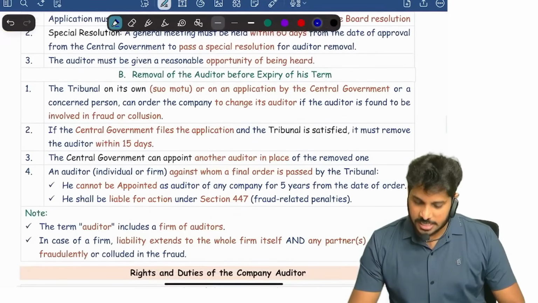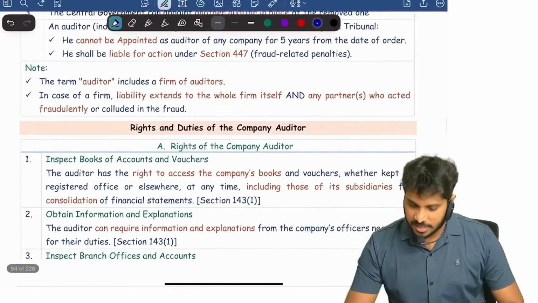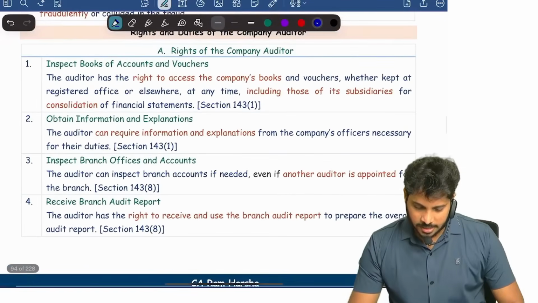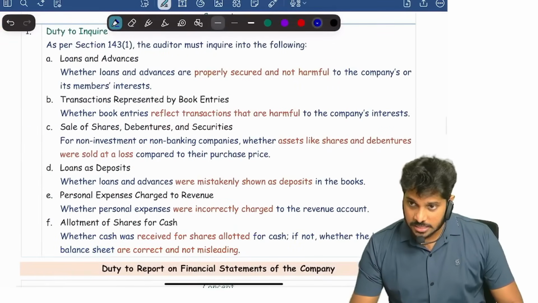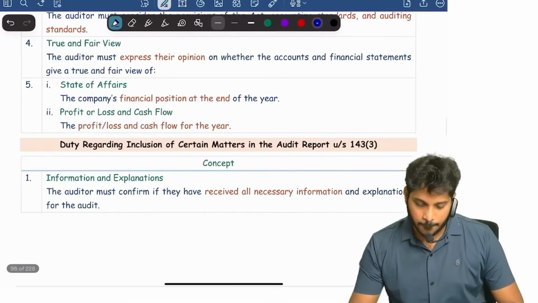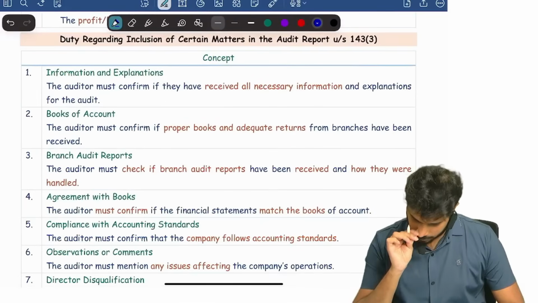You can easily understand when you read this. Everything is clearly mentioned. Then rights of the auditors. Rights is not a big deal. You can easily understand. So whatever is a little tough, only that I'm focusing on. Clear? Next.